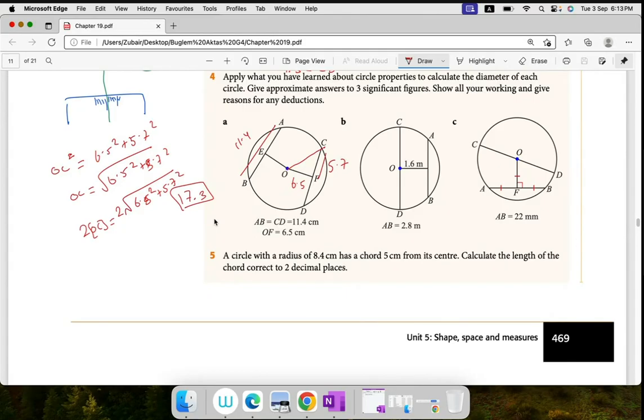4.25 or yeah, 4.3. 4.25, 3 significant figures. 4.252. Oh, no, 4.25, yep. Yeah, 4.252 is 3 decimal places and 3 significant figures is 4.25.